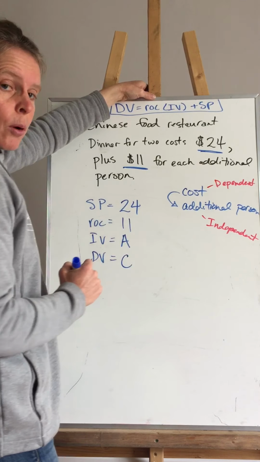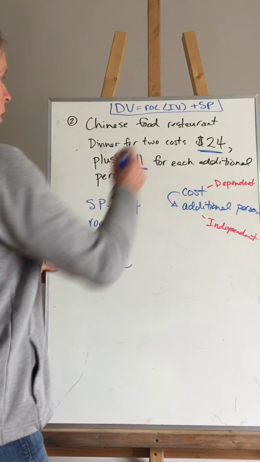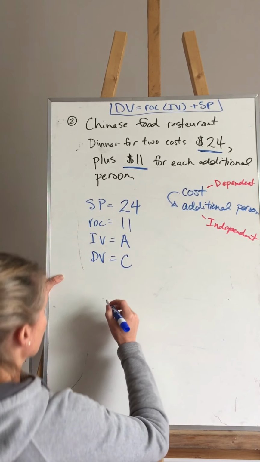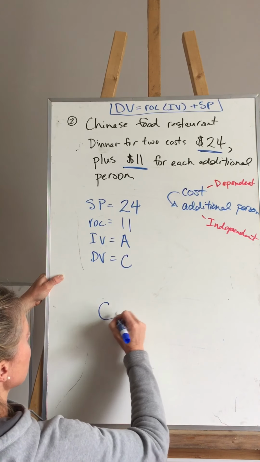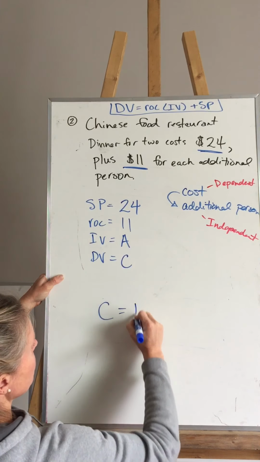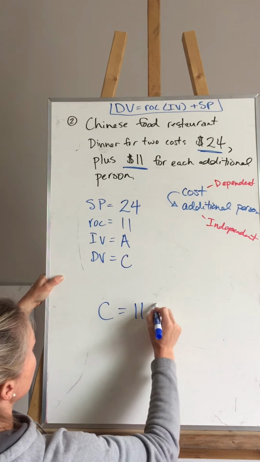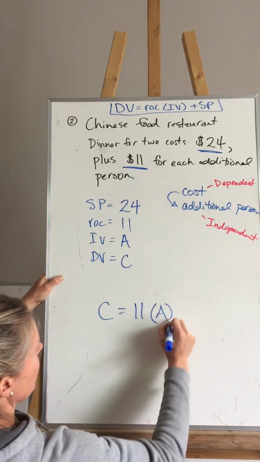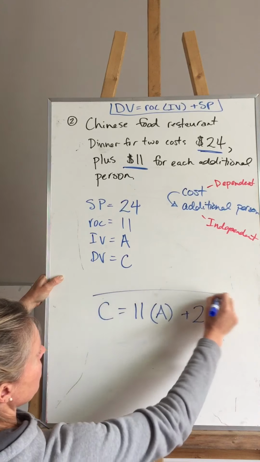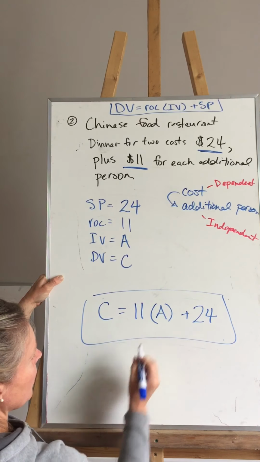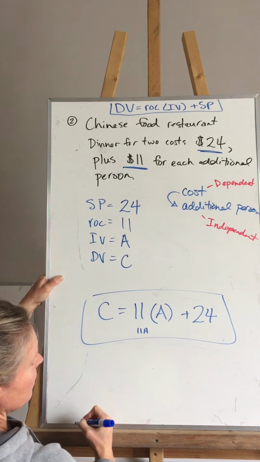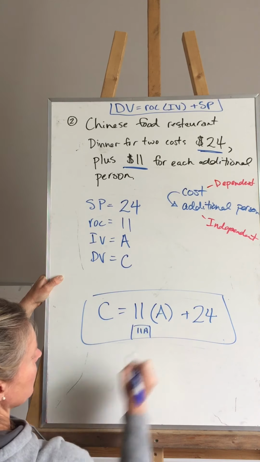Now that I have all four components, I can use my general formula to come up with the formula for this example. So I'll have the dependent variable, cost, so C, equals the rate of change, that's 11, times the independent variable, which is A, and then plus the starting point. So that's it. If you want, you can drop those brackets and just write 11A, like that. Either one is just fine.